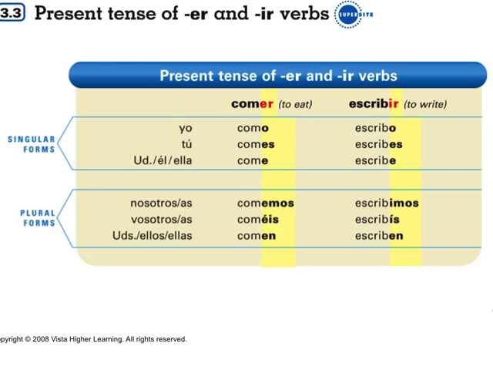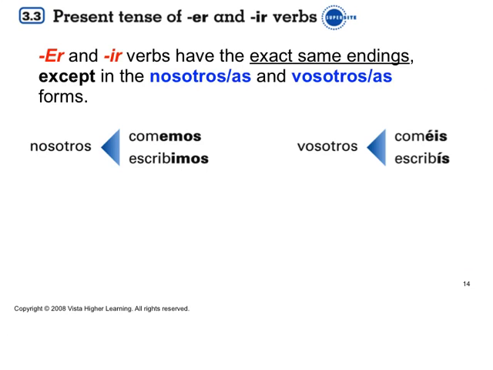And the same thing occurs. You're going to drop off the infinitive ending, ER or IR, and add the endings o, es, e, emos, éis, en for ER verbs, o, es, e, imos, ís, en for IR verbs. Once again, please remember that ER and IR verbs have exactly the same endings except for the nosotros and vosotros.